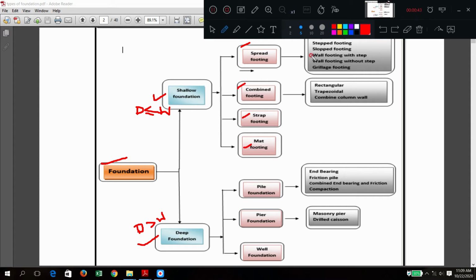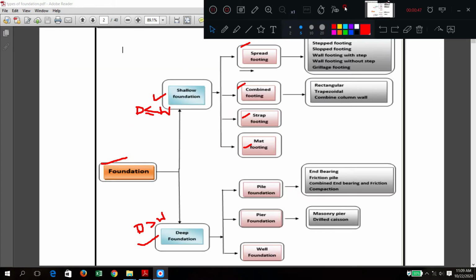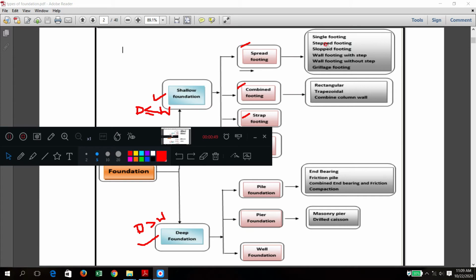In spread itself, we have so many categories. Spread itself has single, stepped, sloped, wall with step, wall without step, and grillage. This is what we need to discuss. In the previous class we have studied these things.